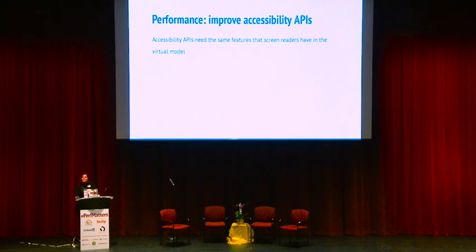If we do drop the virtual model, we're going to need to do some work, and when I say we, I mean the browser vendors and platform owners responsible for the accessibility APIs. They need to be able to do a lot more, or at least screen readers and browsers need to be able to do a lot more with those APIs. So, for example, at the moment, there is no way in some APIs for you to query the next object of a particular type on a page.